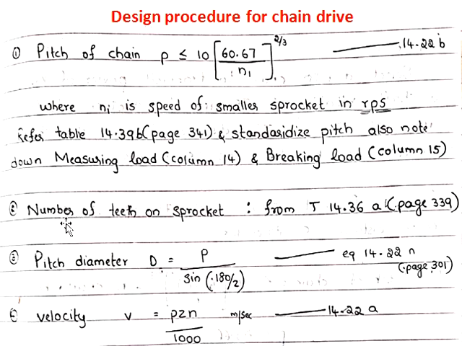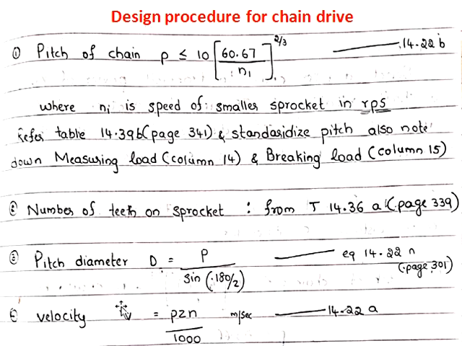In step number 2, calculate the number of teeth on the sprocket. For this you can refer to table number 14.36a, which is on page number 339. Step number 3, calculate the pitch diameter. Both D1 and D2 have to be calculated using equation number 14.22n. To calculate D1, use the equation P by sine 180 by Z1, and for D2, P by sine 180 by Z2. Here P has to be small letter p, pitch, not power. Keep in mind, this one has to be small letter p, which is pitch.